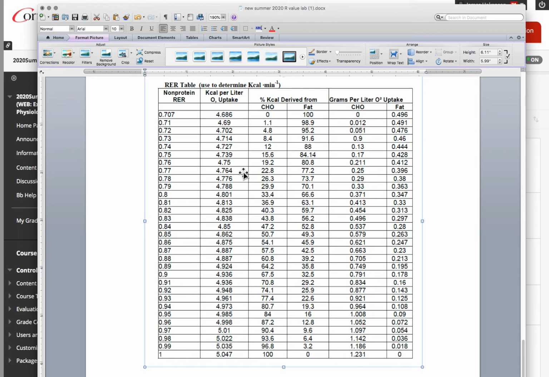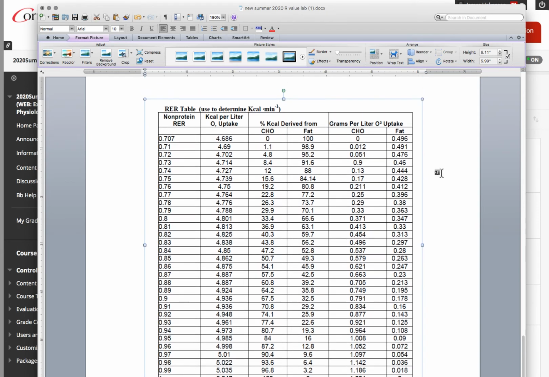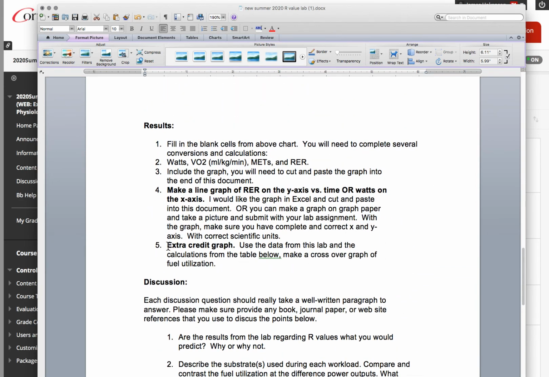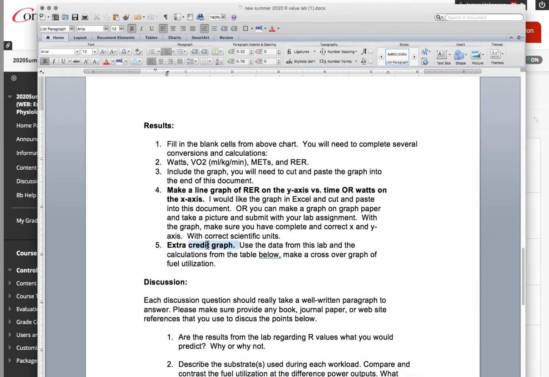So the y-axis for that crossover graph of fuel utilization is this. It's percent of fat versus percent of carbohydrate. So as an extra credit graph, you could try to make that crossover graph of fuel utilization. That would be fun to look at.